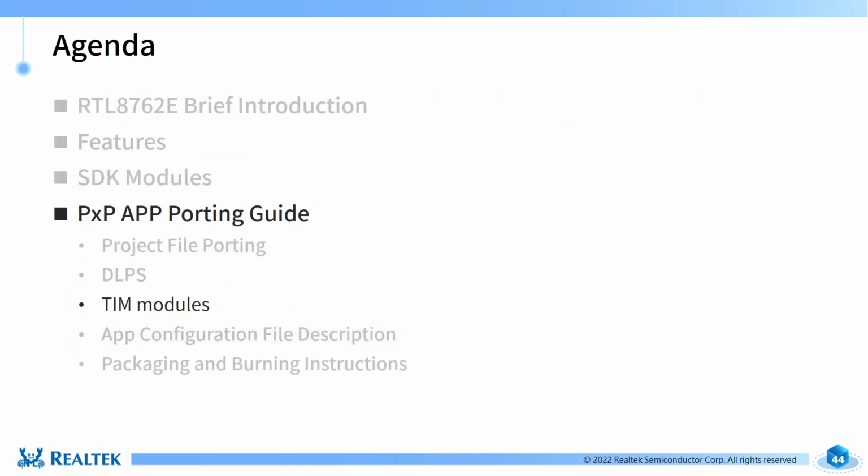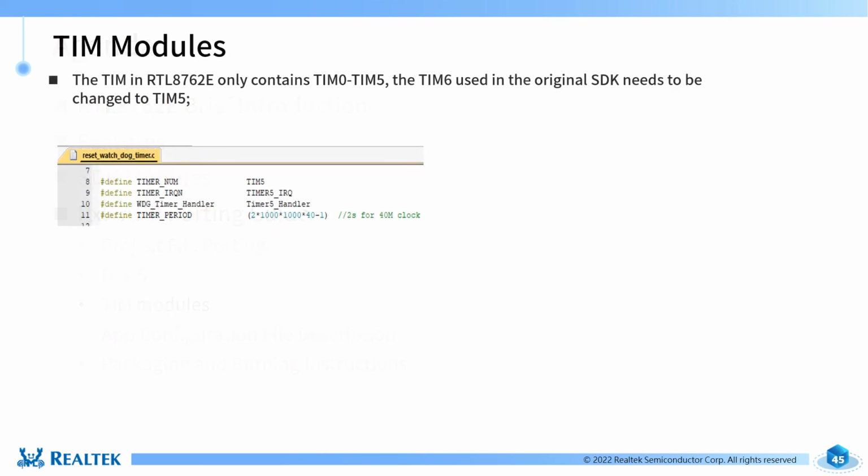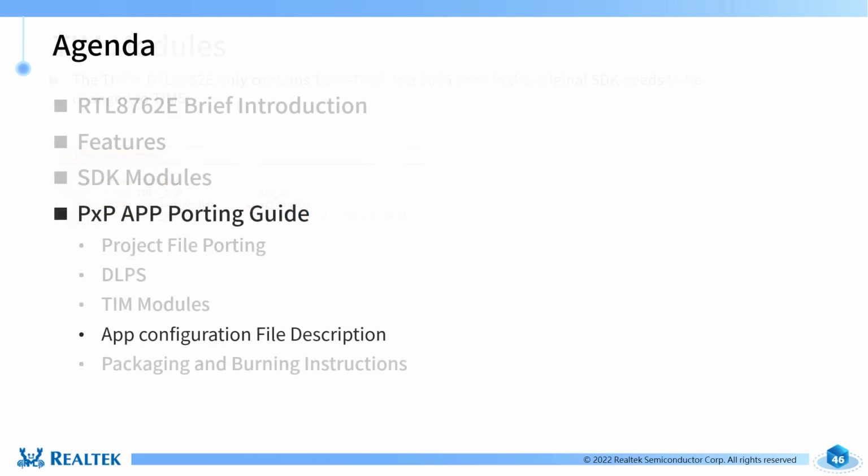Next is a description of the timer module. Timer is relatively simple. The timer in the RTL8762E only contains timer 0 to timer 5. The timer 6 used in the original SDK needs to be changed to timer 5. Here are some instructions for the app configuration file.